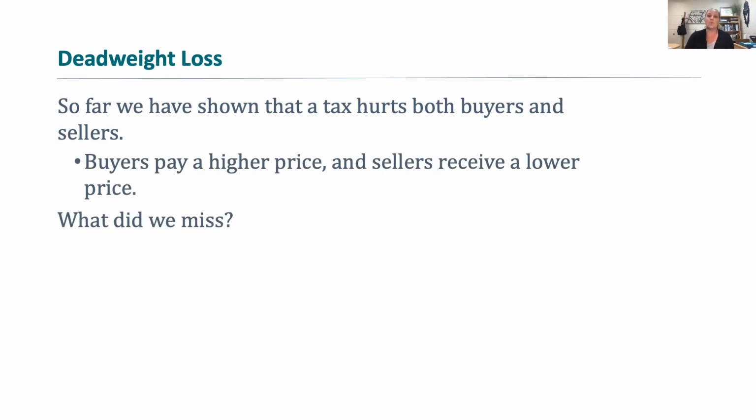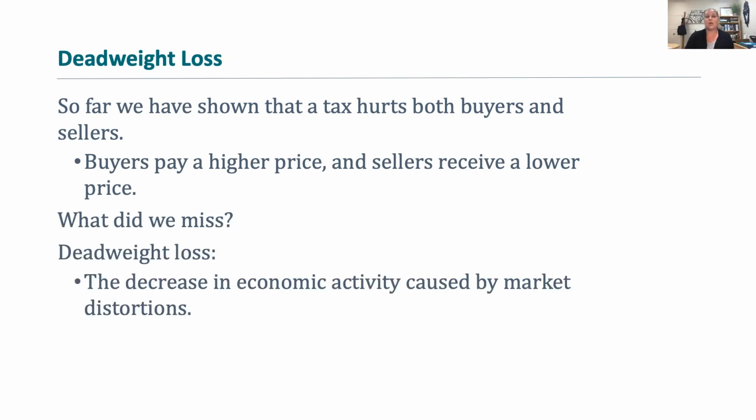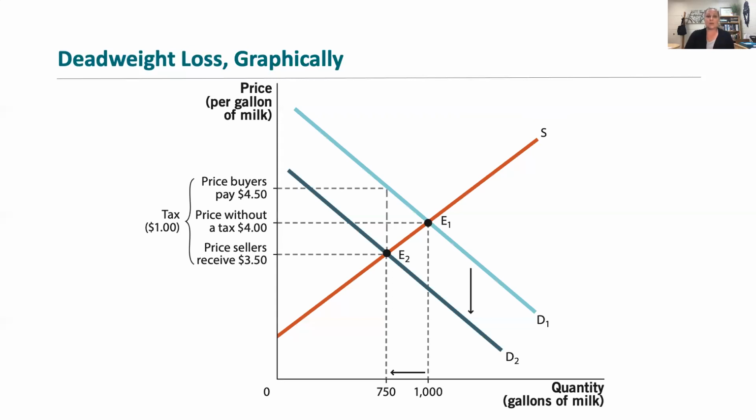A tax is going to hurt both sides of the market. Buyers pay higher prices, sellers receive lower prices. The deadweight loss is the total value of the decrease in economic activity that's caused by this market distortion. So we can look at this deadweight loss graphically as, again, the area of this triangle representing the transactions that no longer happen. In other words, all the transactions to the right of the point at which we're operating, stopping at equilibrium.